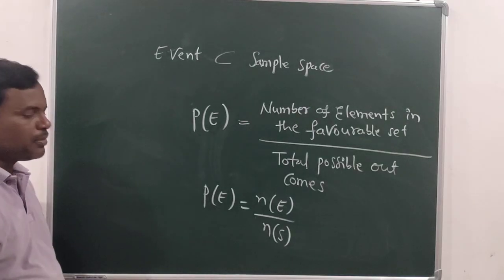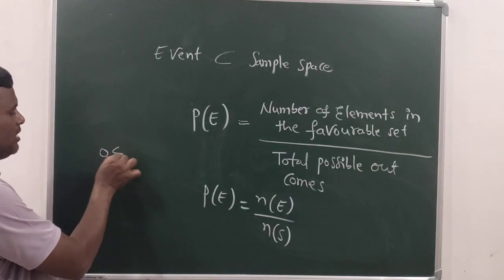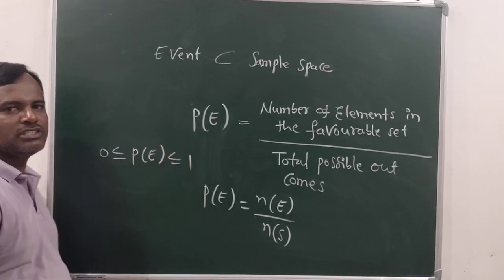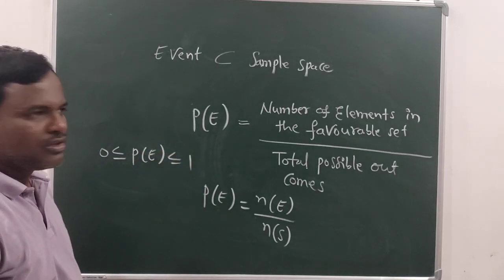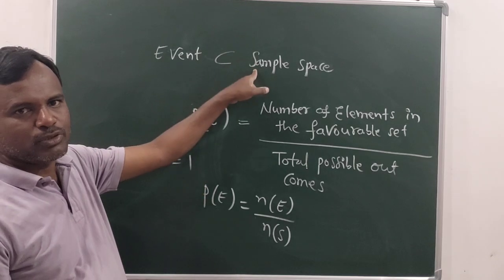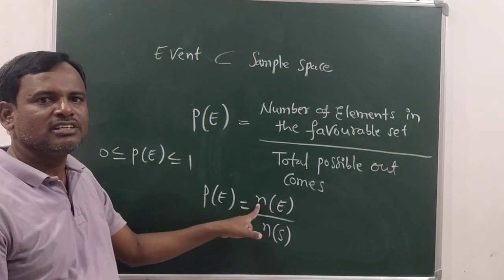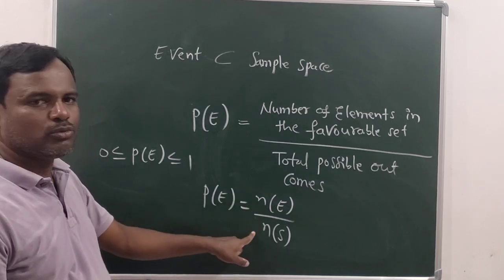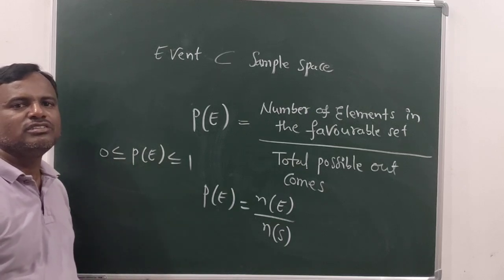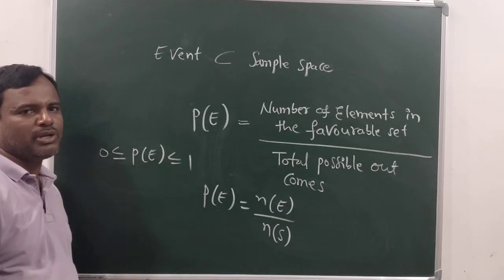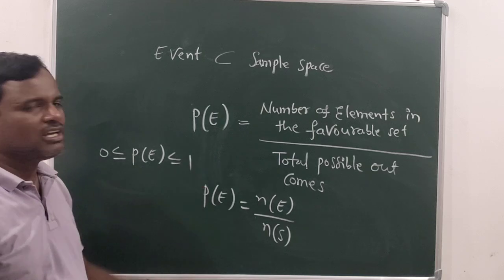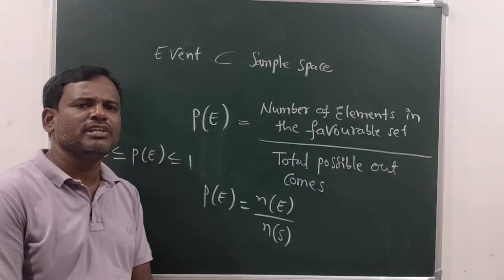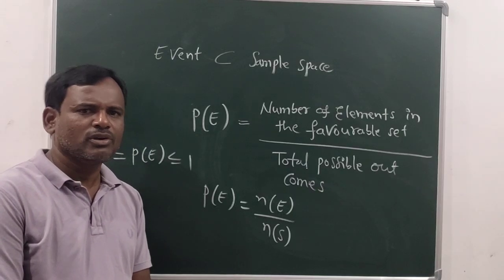And observe that probability of every event lies between 0 to 1. 0 is included, 1 is included. So E is a part of the sample space. Hence either the numerator is smaller than the denominator or both may be equal. Hence if you take the ratio, the result would be 0 to 1. It may be 0 or 1 also included. So this is the classical definition of probability of an event. This is very, very important in this entire chapter. Okay, right.